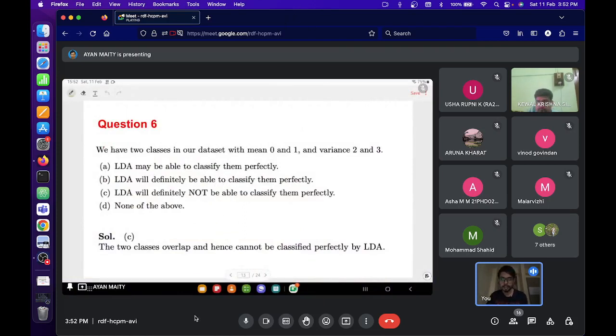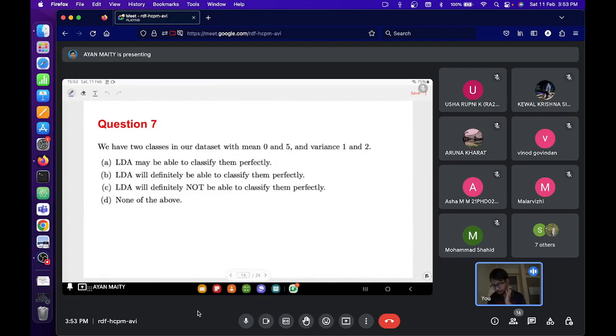Okay, so we can start the second hour. Question 6 I already discussed. So using the graphical representation of the two classes, how can we tell whether LDA will be able to classify them or not? So C is the right answer. LDA will definitely not be able to classify the two classes perfectly. It will give a linear function that can be used as a discriminator, but that will not be perfect. Some errors would be there. So this is what I'm trying to say.